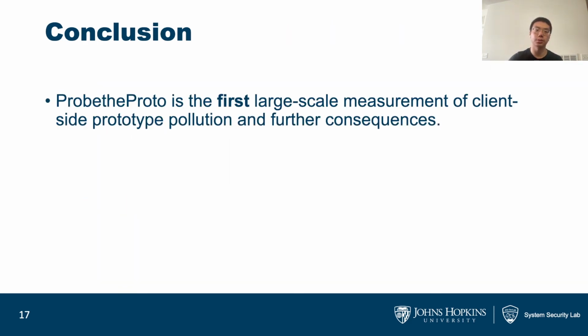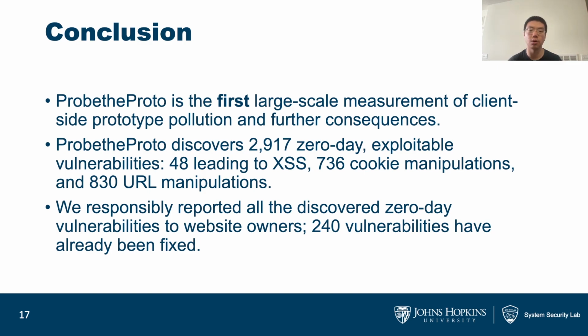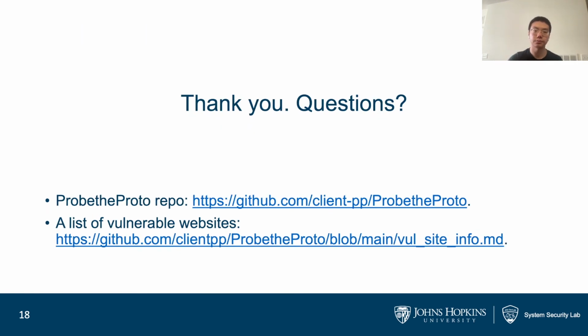Finally, we come to the conclusion. Proto is the first large-scale measurement of client-side proliferation and further consequences. Next, Proto discovers 2,917 zero-day exploitable vulnerabilities, 48 leading to cross-site scripting, over 700 leading to cookie manipulations, and over 800 leading to URL manipulations. We responsibly reported all the discovered zero-day vulnerabilities to website owners, and many of the vulnerabilities have already been fixed. Thank you.